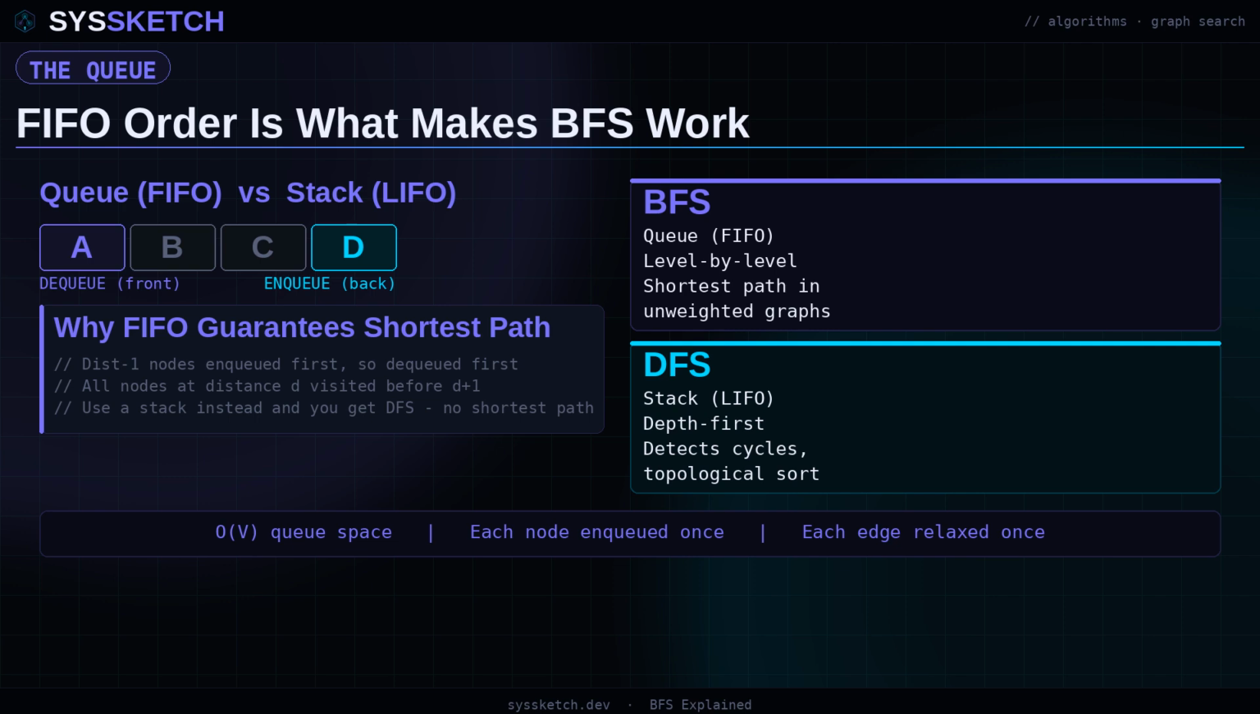Swap the queue for a stack and you get depth-first search. DFS plunges as far as possible along one branch before it backtracks. It does not guarantee shortest paths in unweighted graphs. BFS does, and the queue is exactly the reason why.